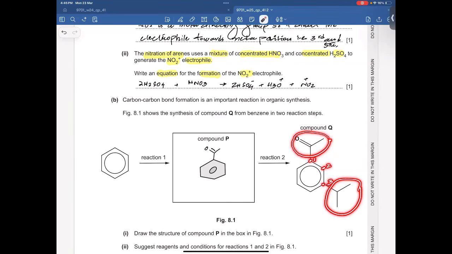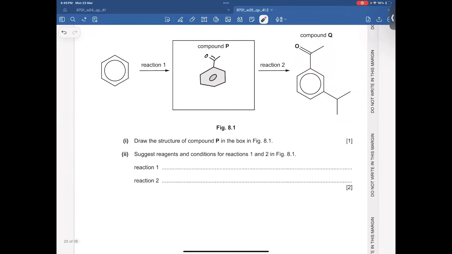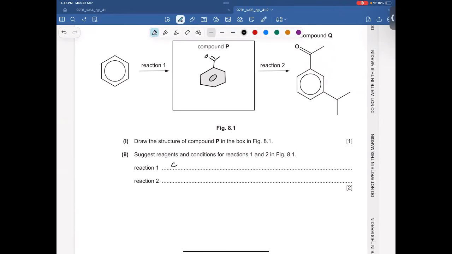इसका मतलब सबसे पहले जो है वो acyl group introduce करूंगा मैं and then उसके बाद alkylation होगी. Okay, draw the structure of compound P. We have done that. Suggest reagent and conditions for reaction 1. So ethanoyl chloride is the reagent used in the presence of AlCl3 as a catalyst.